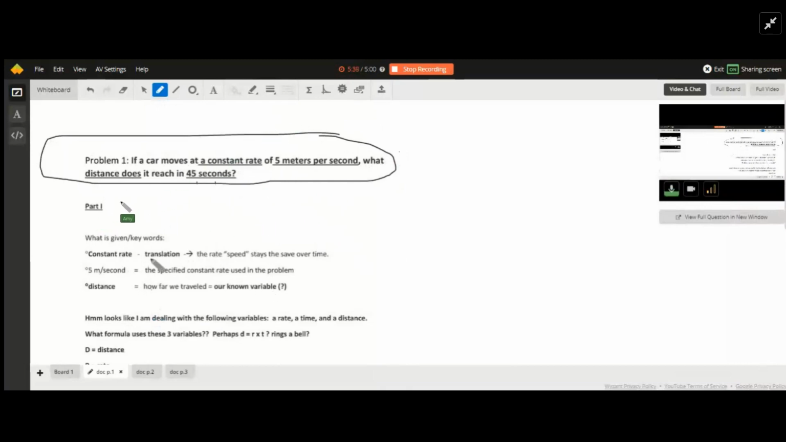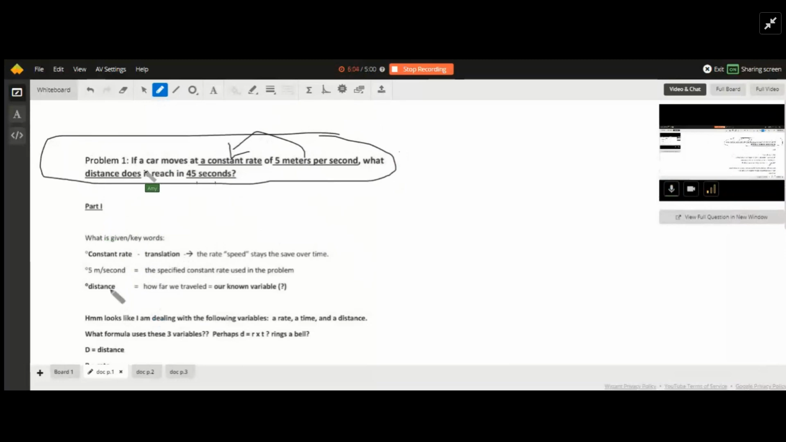What's this 5 meters per second? Well, it came right after constant rate of, so that's the specific constant rate we're speaking of. It's always at a constant rate of 5 meters per second, and that's our rate, our constant rate. And then we have distance.